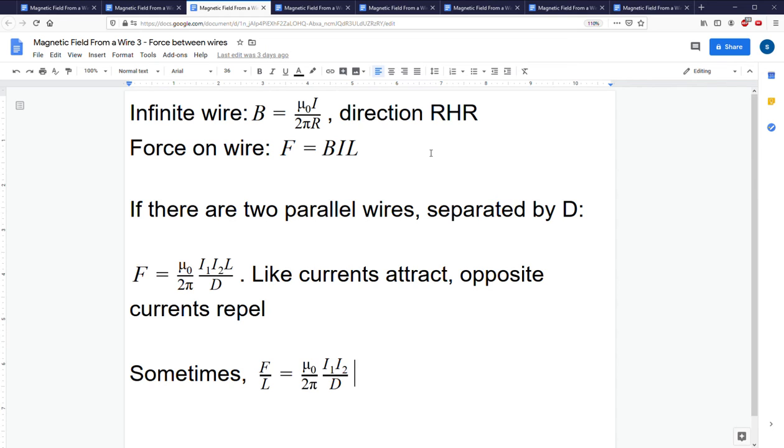Now, a wire will not experience a force from the magnetic field that it produces, much like a charged particle will not experience a force from its own charge. However, if there are two parallel wires separated by a certain distance d, then we can use this formula for force, substituting this in for B, and we get the force between the two wires is equal to mu sub naught over 2 pi times I1 times I2 times L over D, where I1 and I2 are the currents in the two different wires. L is the length of the wire, and D is the distance between them.